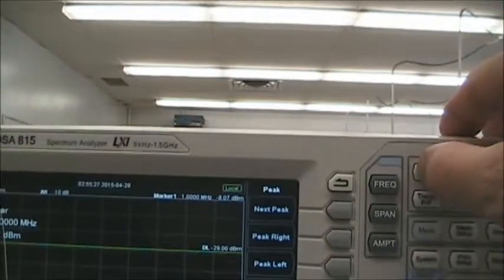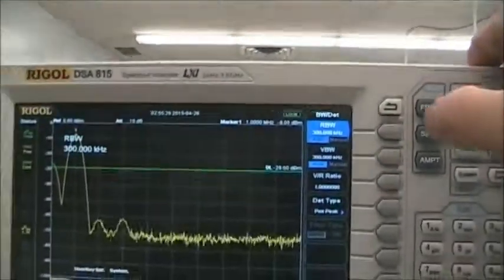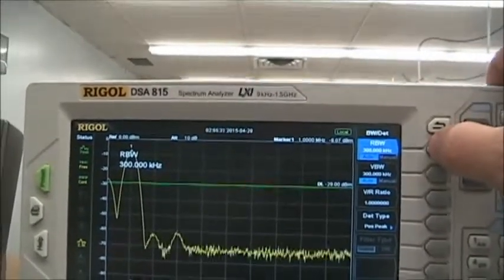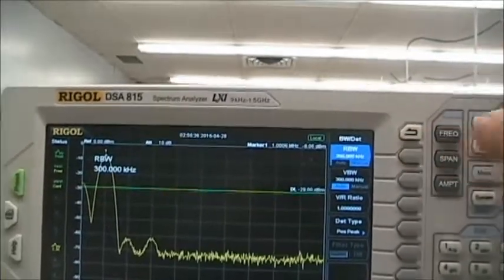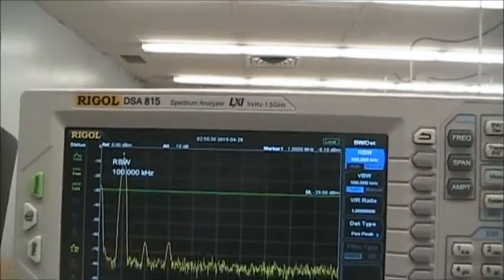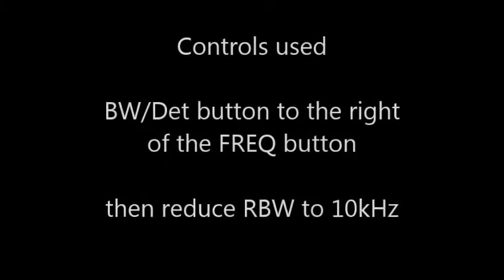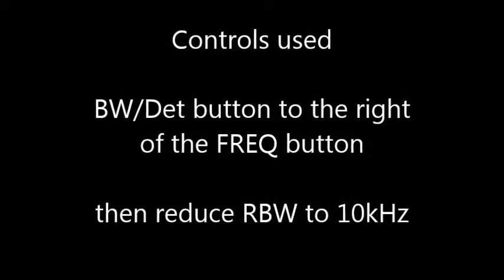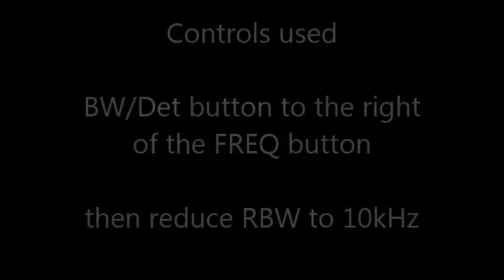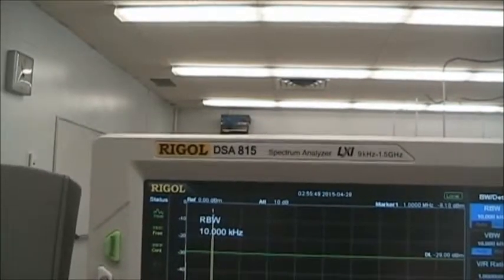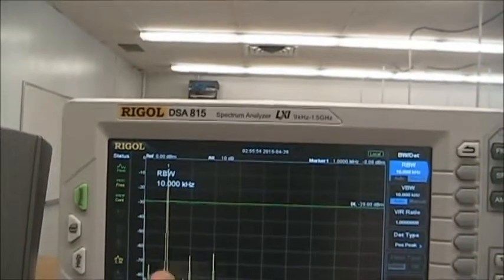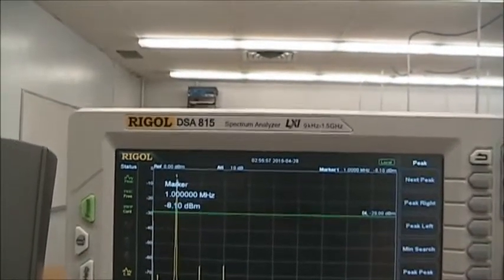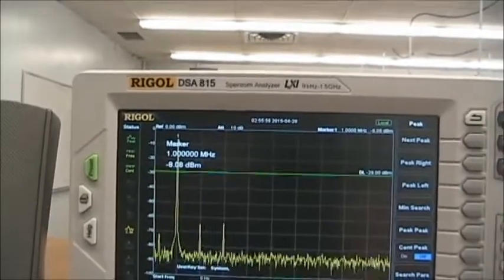Touch the bandwidth control and adjust the RBW, the resolution bandwidth, from 300 kilohertz down to a value such as 10 kilohertz. We now see a much more typical spectrum display with only terms at 1 megahertz and then successive terms.